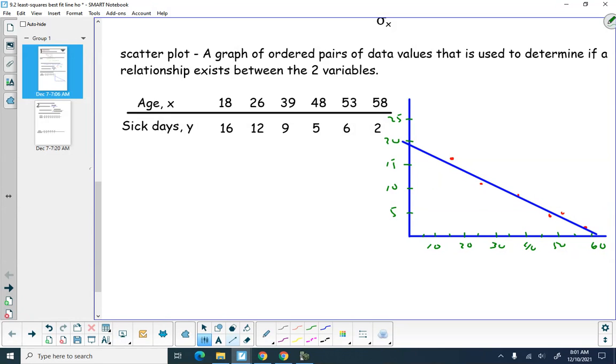Sometimes your scatter plot will look like an exponential growth or decay. It could look like a parabola. We can determine equations of anything that we want to determine an equation of.